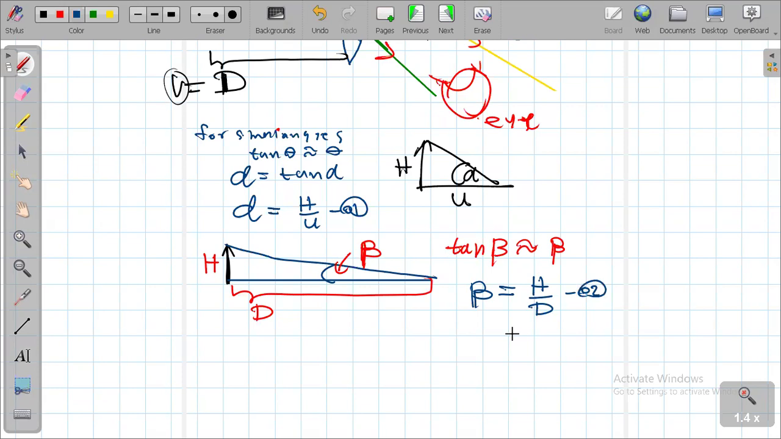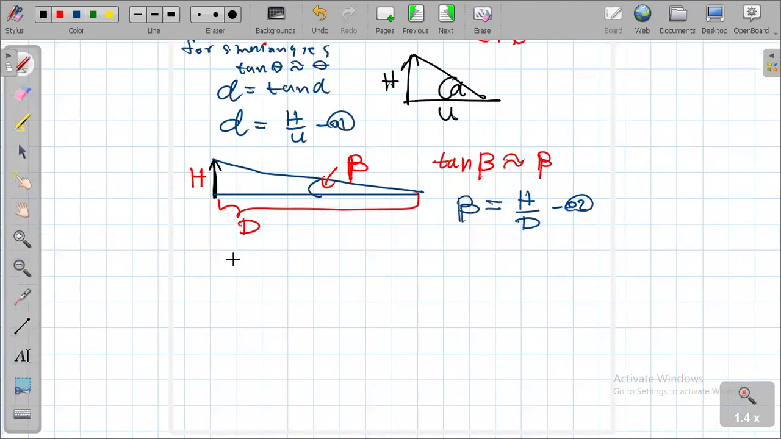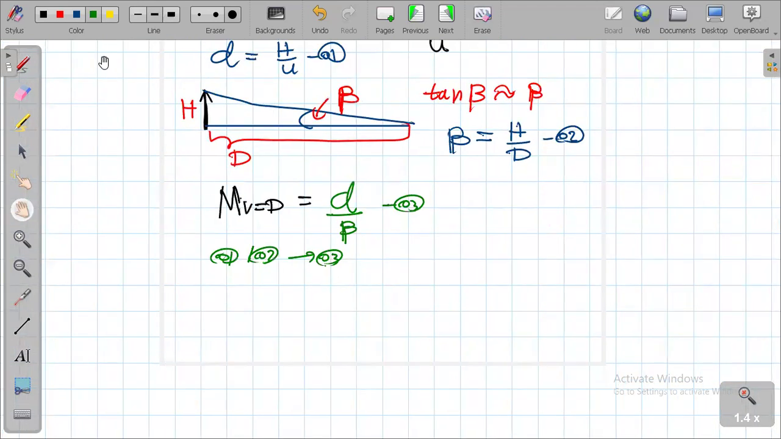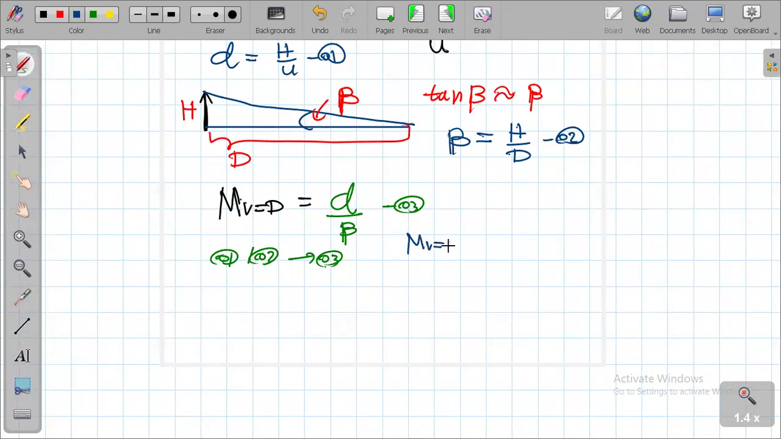Can you remember that formula I gave you? What is the magnification equation? M when V equals D, that means the final image at D, is alpha over beta. Equation number 3. Now you substitute equation number 1 and equation number 2 into equation number 3. You finally get something like this. M when V equals D is H over U divided by H over D. H and H cancel off. M when V equals D equals D over U.